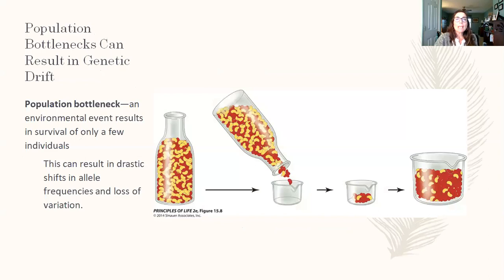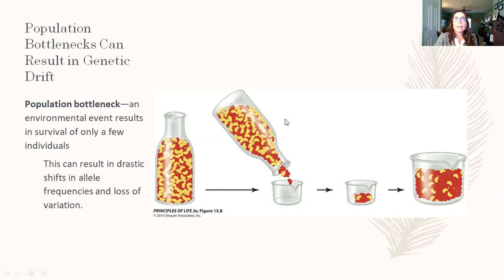Population bottlenecks are one thing that can result from genetic drift, or it's sort of like a type of genetic drift. If you have a population that's very diverse and large with lots of different alleles, and an environmental event results in just survival of a few individuals from that diverse large population.